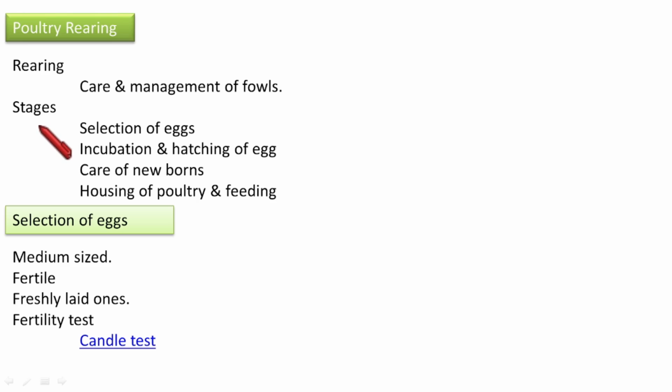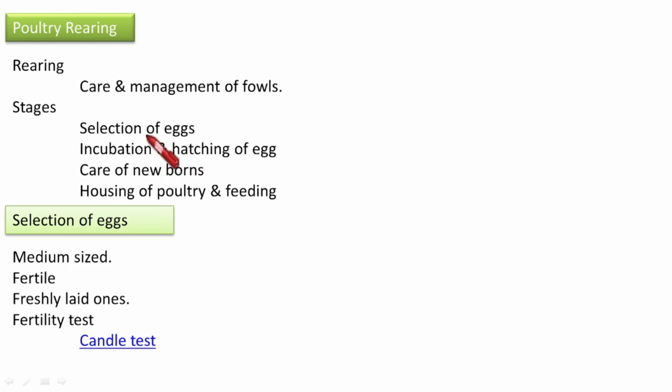Which are those stages? They are selection of the eggs, then incubation and hatching of the egg, and next the care that we need to give to the newborns. Then after that, what about the housing of that poultry and its feeding. These are the different stages of poultry rearing. Let's see each stage one by one.